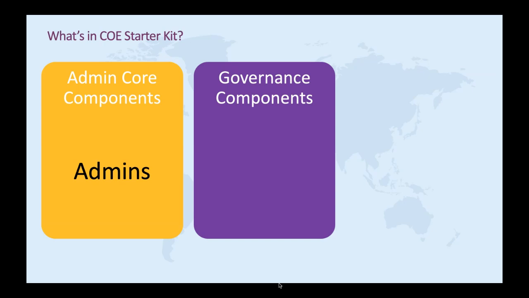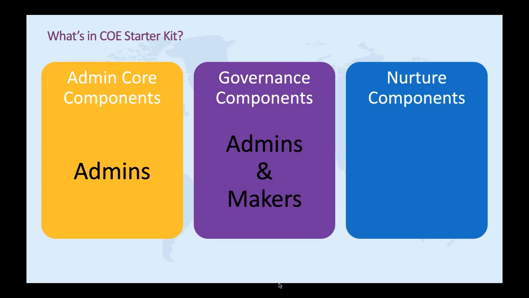The next component that we're going to talk about is the governance component. The governance components are very relevant to admins, but also to makers. It's extending some of the capabilities out to the Power Apps and Power Automate makers in the organization. This is very specific and relevant to these two types of roles. The third thing is nurturing. This is relevant to everyone in the organization, from admins to makers to users of apps and flows. So this is a very important component that is vital for adoption and getting feedback from your users and getting in touch with your makers, because the makers are the ones that are actually creating the Power Apps and Power Automate functions.